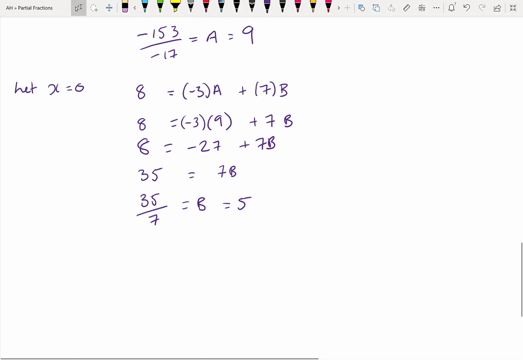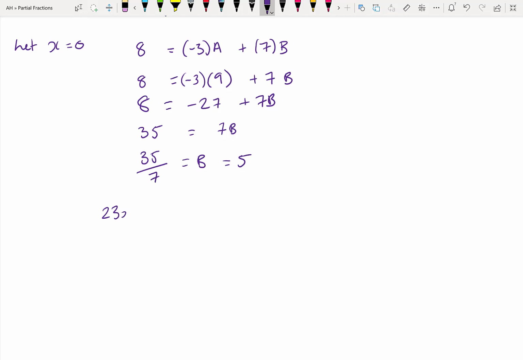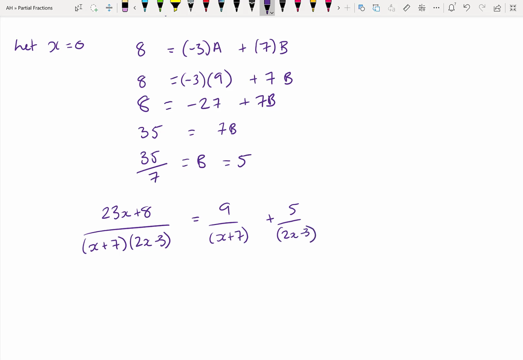And so what we can say then is that 23x plus 8 all over x plus 7, 2x minus 3 is equal to 9 over x plus 7 plus 5 over 2x minus 3. And this is a skill that we're going to use a lot more further down the line, and it's going to come in handy, especially when we start to look at integration.